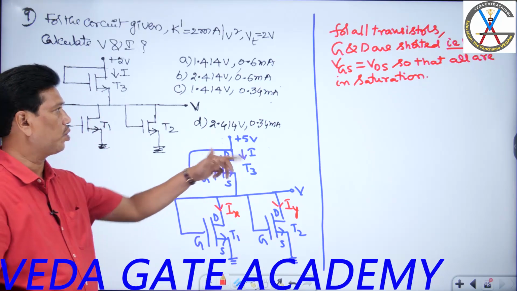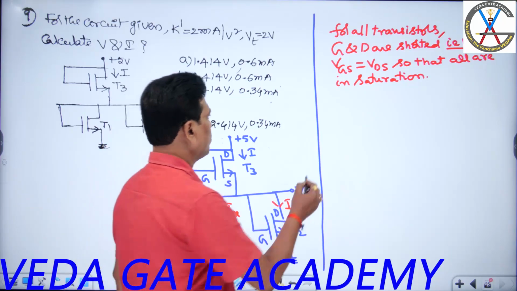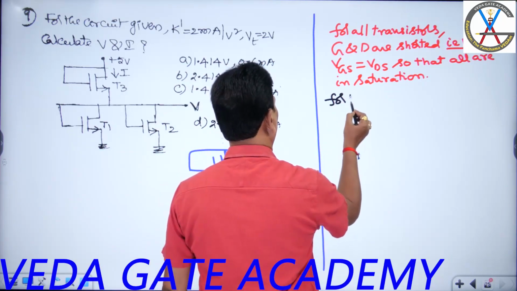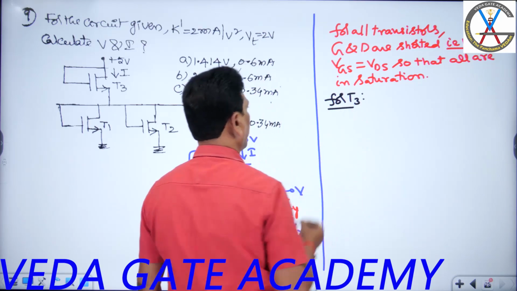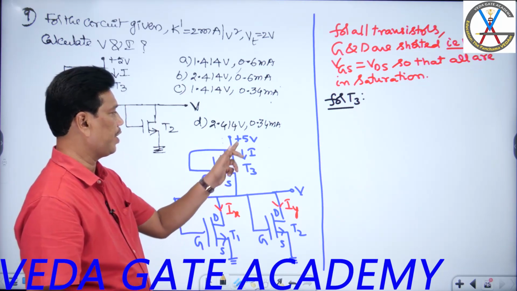So first, I come back to T3 now. For T3, what is VGS? VGS is equal to VD, that is equal to 5.